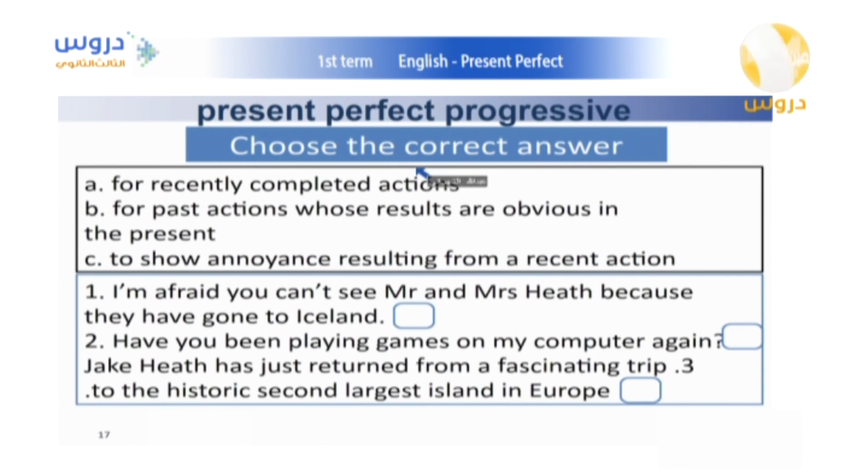Now we will try to answer these questions. Choose the correct answer. The first one, we have A for recently completed action. The examples here relate to these points, A, B and C. B for past actions whose results are obvious in the present. C to show annoyance resulting from a recent action. And we have 3 examples. 1: I'm afraid you cannot see Mr. and Mrs. Heath because they have gone to Ireland or Iceland. Number 2: Have you been playing games on my computer again? Number 3: Jake Heath has just returned from a fascinating trip to the historic second largest island in Europe. Could you, Amir, try to answer it?